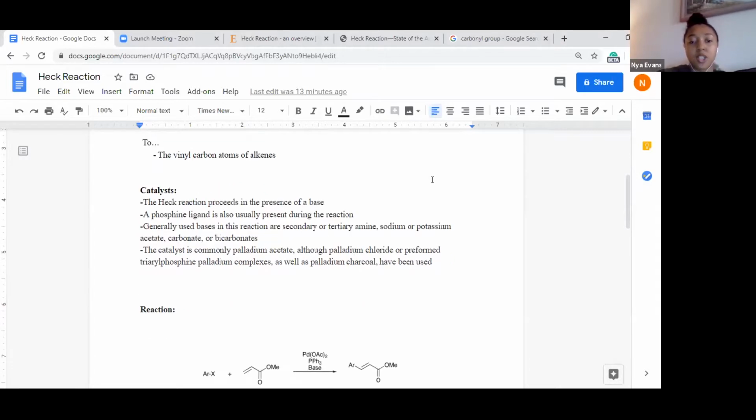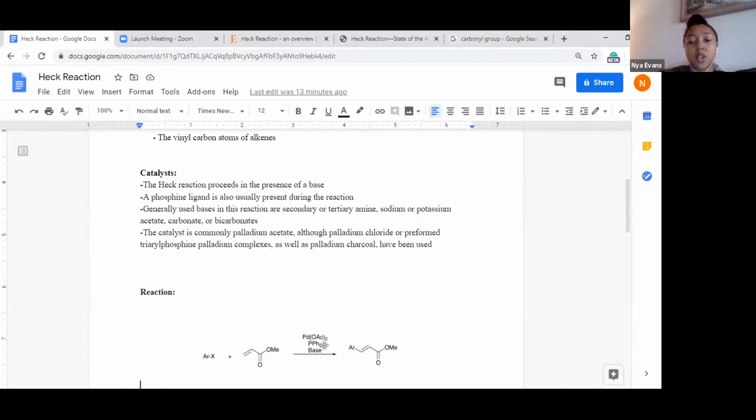In the reaction down here, you can see that they use triphenylphosphine, and the generally used bases in this reaction are secondary or tertiary amines, sodium or potassium acetate, carbonate or bicarbonate. And the catalyst that's commonly used is palladium acetate. However, palladium chloride or preformed triarylphosphine palladium complexes, as well as palladium on charcoal, have also been used to do this reaction.